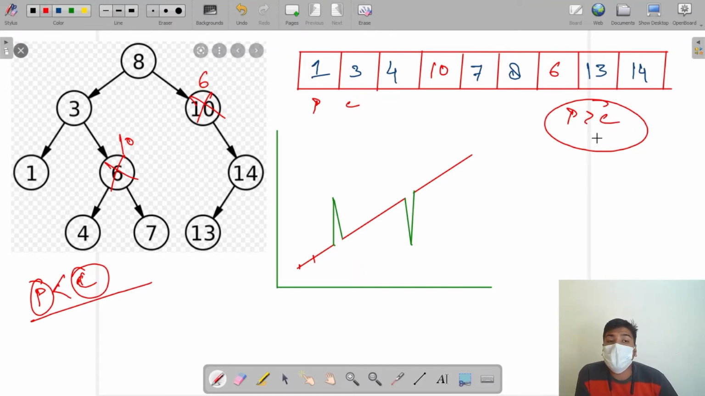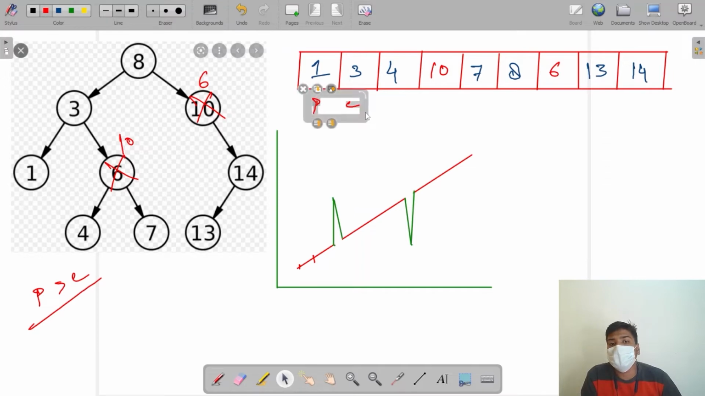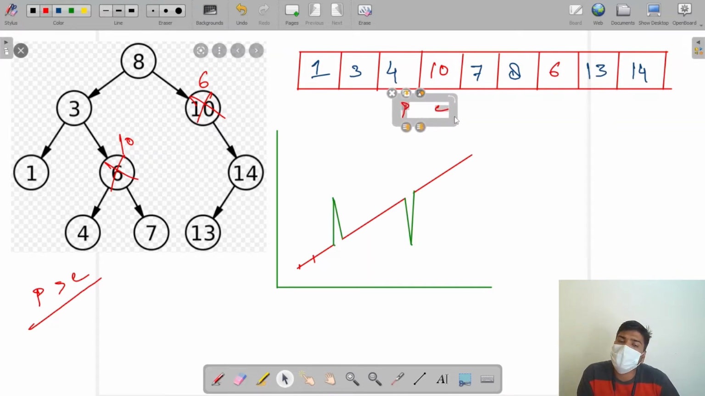Okay, and when I see that change, I have to mark those points, and I have to find the possible changes at that point. So what I'm saying is that I will check if P is greater than C or not. That means my previous is greater than current. At this point, is my previous greater than current? No, previous is less than current. Move on. Is previous greater than current? No, previous is less than current.